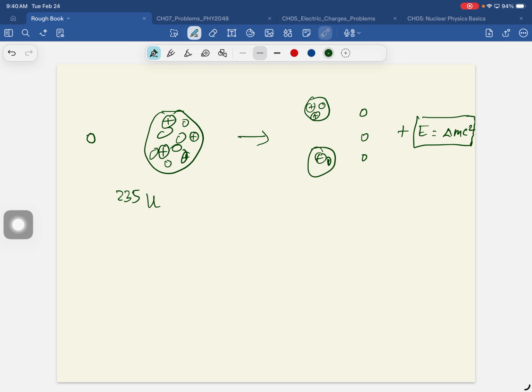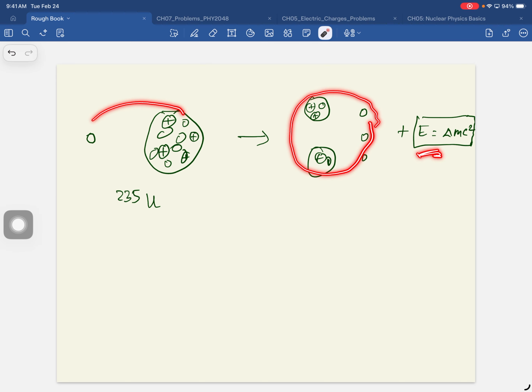The delta M just means how much these guys weigh less than this guy. So whenever energy is released, the products weigh less than the ingredients. And why do they weigh less? Because these guys are more tightly bound.